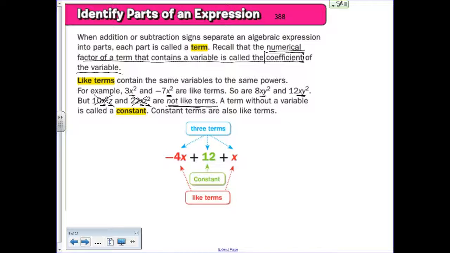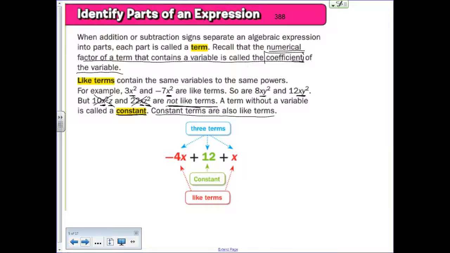So a term without a variable is called a constant. I've also talked about this in class. A constant is just a number with a plus or a minus sign in front of it. It is a constant because it has no variable with it. But constant terms, if you have multiple of them, they are like terms as well. So if I have a 12 and I have a negative 7, those would be like terms, even though one's positive and one's negative, because neither one of them has a variable.